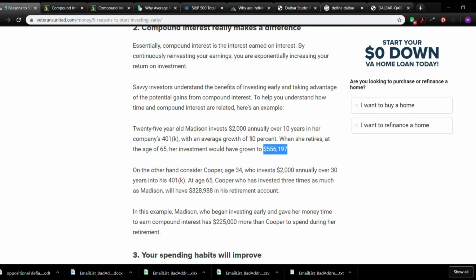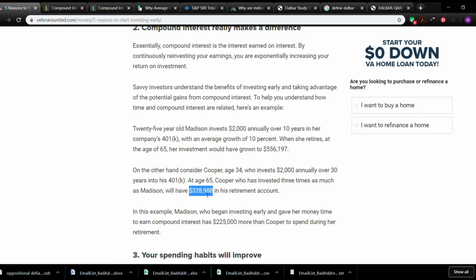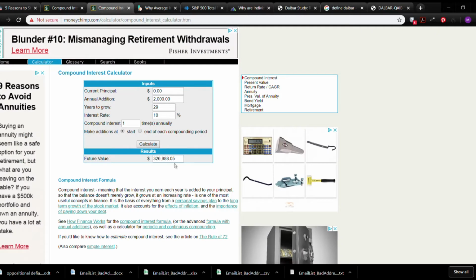Now they ask you to contrast that with Cooper, who at the age of 34 invests $2,000 annually over 30 years. So he's putting in 3 times as much money, and they ask you to observe that he ends up with $328,988. So $2,000 over the course of 29 years, $326,988, which the 988 is exact, but the 328 is, I'm thinking, probably a typographical error here.